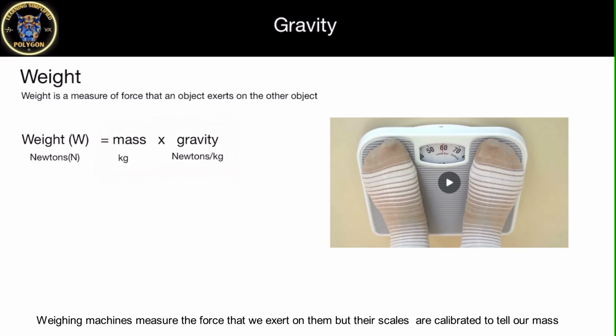So when we are standing on a surface inside a gravitational field, our mass exerts a force on that surface that can be quantified using the above formula. In reality, the weighing machines actually measure the force that we exert on them. However, they calibrate their scales to tell our mass. So it's very important to understand this distinction between weight and mass, and to realize that weight is actually a force. Now, here's a question for us to solve to test our understanding.